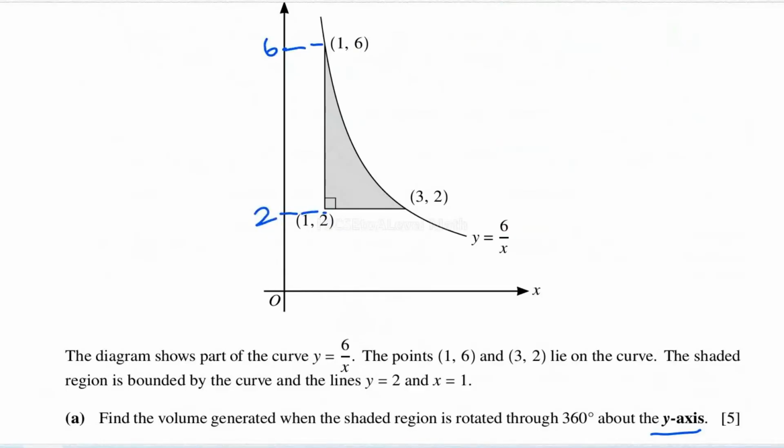So for the volume under the curve, we will use this equation y is equal to 6 over x. But we need an equation in terms of x, so we'll use x equal to 6 over y, and we have to find the volume of the shaded region, which is nothing but the volume generated under the curve minus the volume at which x equal to 1.